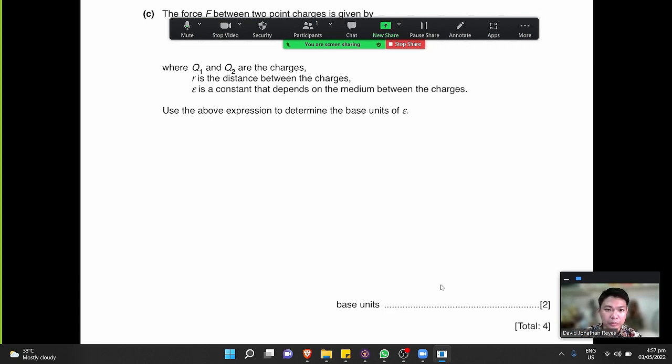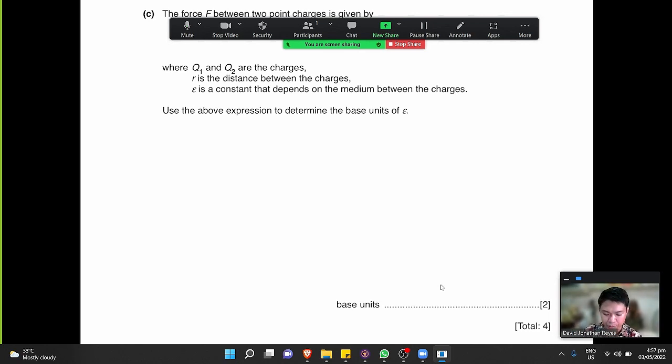Here we have a problem that deals with identifying the base unit of a specific physical quantity. In this case, it's actually a constant. Now, in order for us to solve questions like this, the first thing that we need to do is to identify first what are the base units of the quantities involved in the equation.